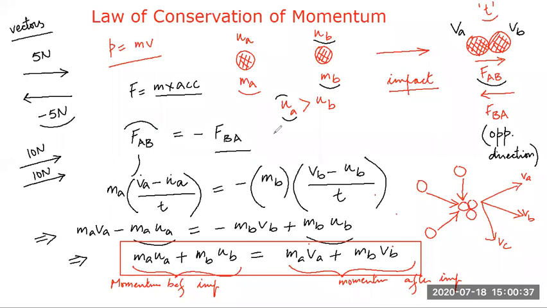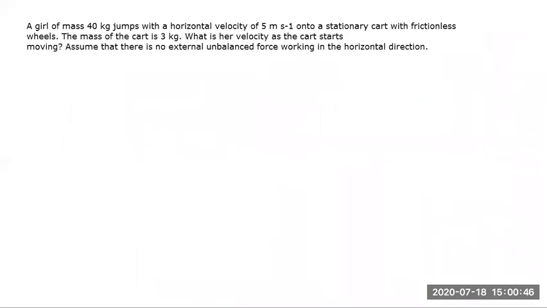Students, what is the application of this law? Let us see. You see, students, we are having a numerical. There's a girl of mass 40 kg. She jumps with a horizontal velocity of 5 meters per second into a stationary cart. Stationary cart means it's like this. She is here initially. She is moving with how much velocity? Her mass is 40 kg, right? She's moving with a velocity of 5 meters per second. This is the initial velocity u of the girl.